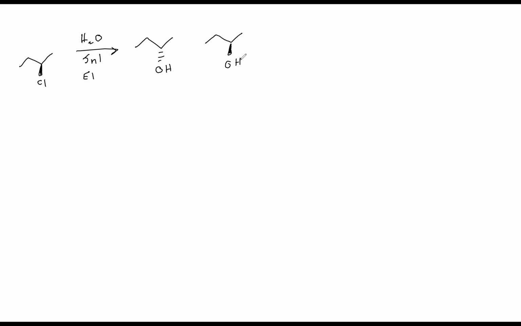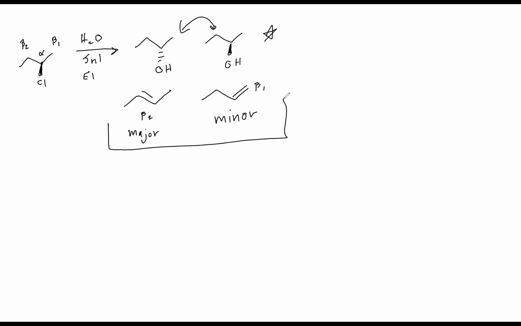For the E1 reaction, here's our alpha carbon. We have beta 1 here and beta 2 here. Beta 2 is going to be our major product because it's more stable, and beta 1 will be our minor product. Again, there's no real major versus minor product with SN1 products, because we assume they're created about equally, whereas with E1, the more stable one will be our major product as far as we're using a small base. So in this case, we would get 4 total products.